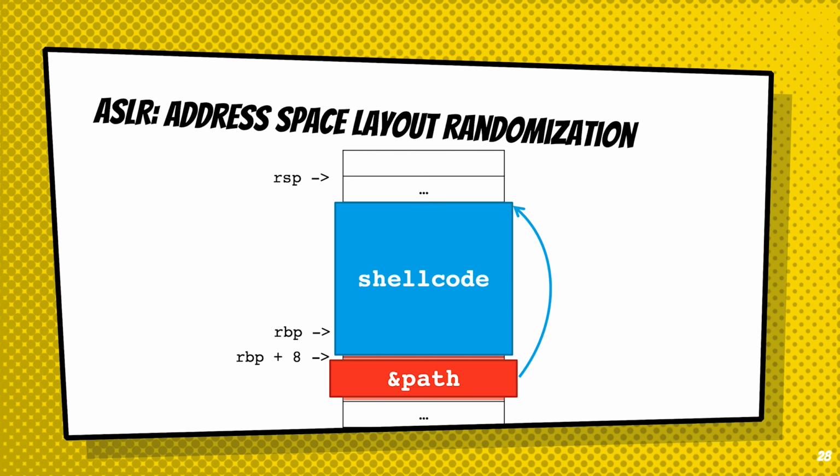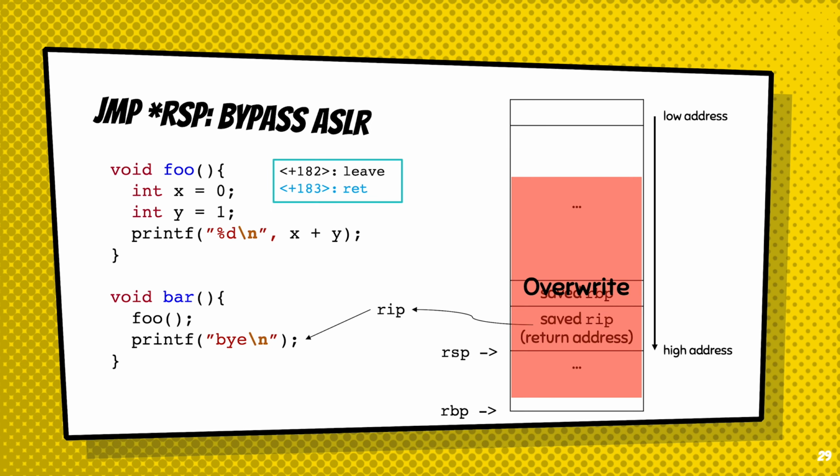ASLR is short for Address Space Layout Randomization. So the way that it works is that it will shuffle the address of the buffer so that when we overwrite the return value, we will not be able to locate the start of the shellcode. So in this case, if the address of the shellcode is randomized, we cannot point to the shellcode correctly. Unfortunately, there's also a way to bypass ASLR. One way to bypass ASLR is to leverage jump RSP.